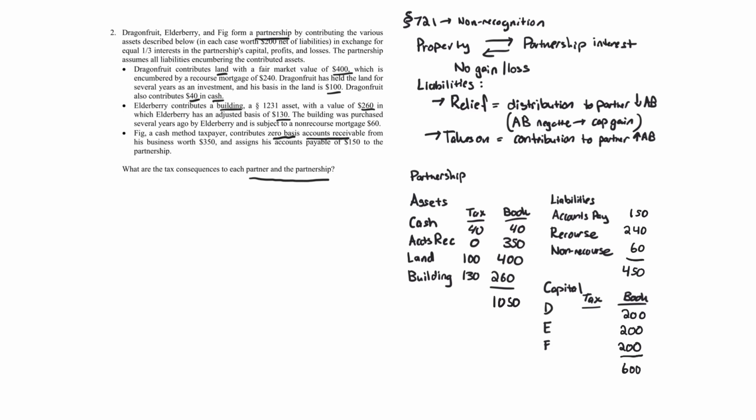With respect to the tax column for the capital account, we need to determine what that is. And the best way to do that is to look at the partners themselves. So we go to each partner. We've got D. Oops, I'm sorry.